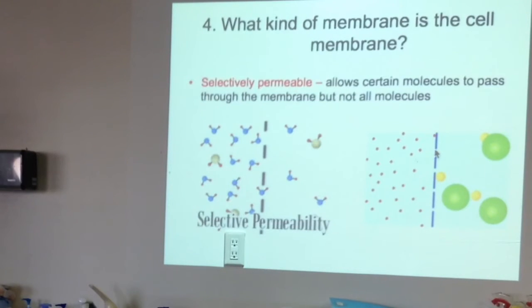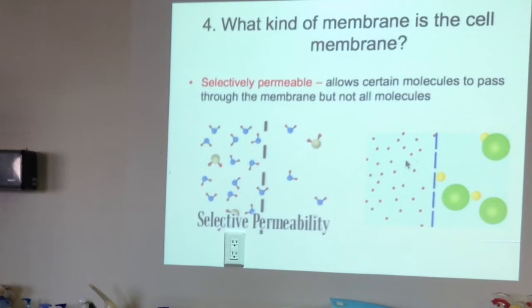Over here, here's another picture. These spaces or the holes on the membrane are quite small. So these red things, red dots, could pass through in both directions. But these big green molecules and the yellow molecules won't be able to pass through.